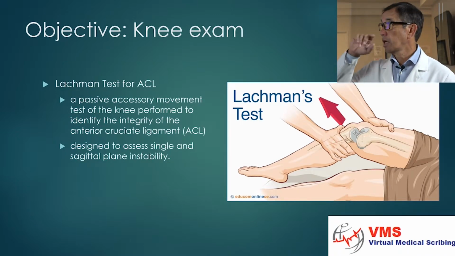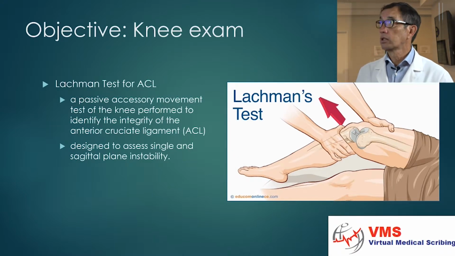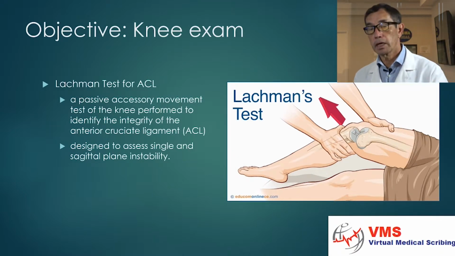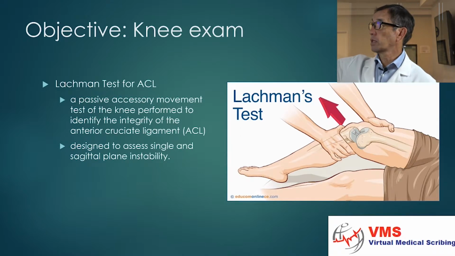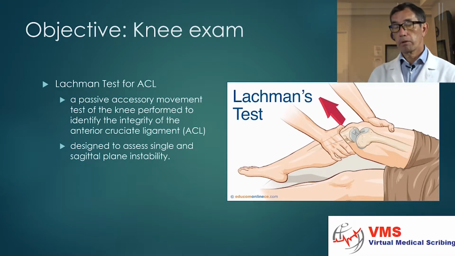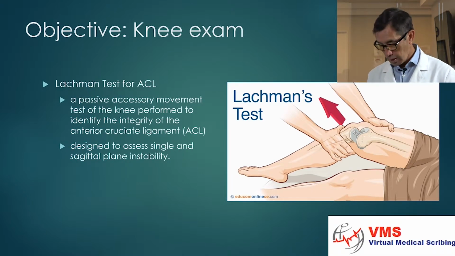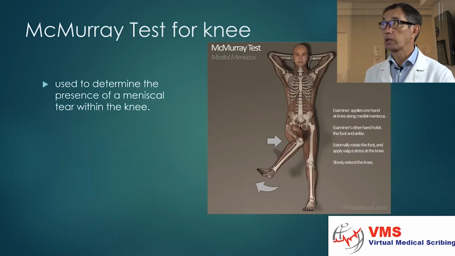So a Lachman test is checking for an ACL. He may say positive Lachman test, and that's checking for instability or looseness to a knee, a typical thing in football if you get hit from behind, or if you pivot shift.